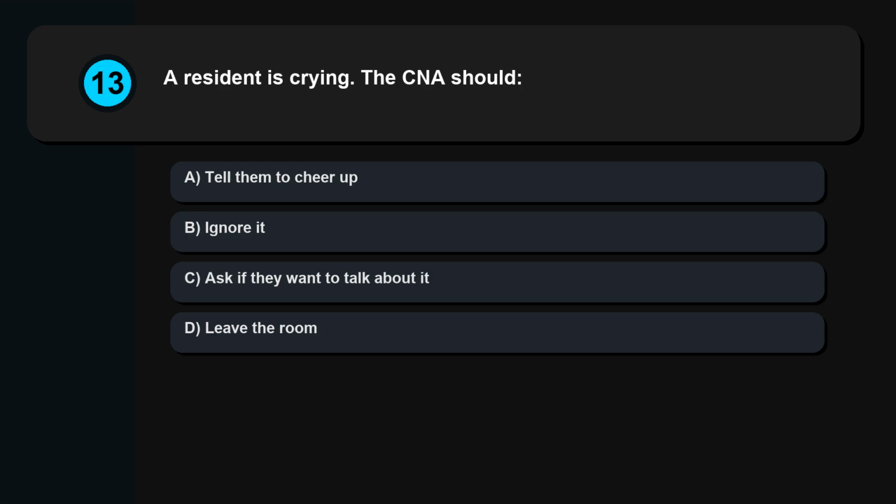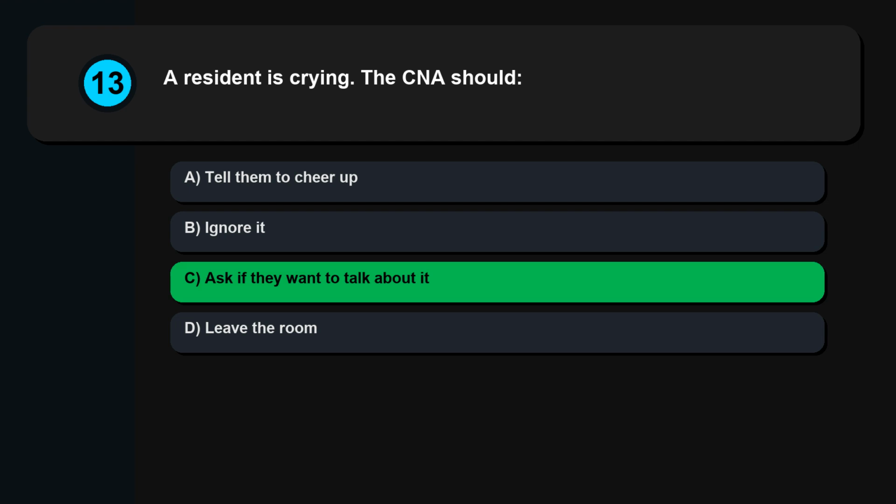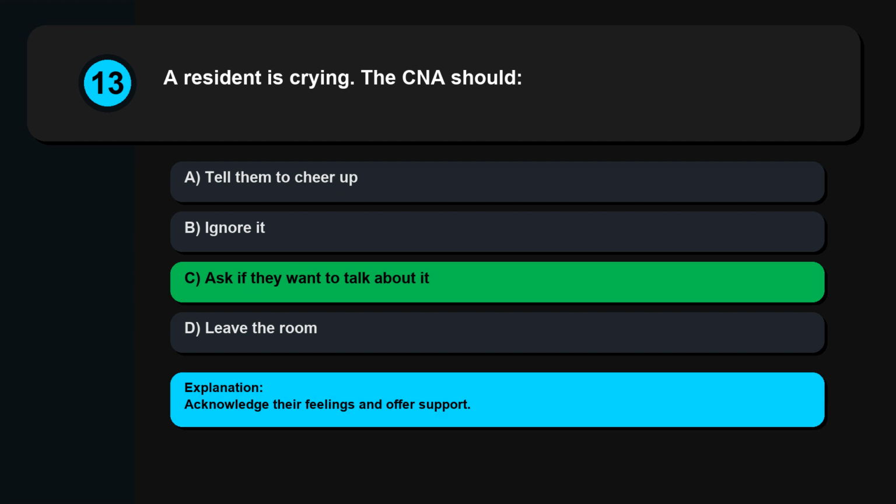Question 13. A resident is crying. The CNA should tell them to cheer up. Ignore it. Ask if they want to talk about it. Leave the room. Acknowledge their feelings and offer support.